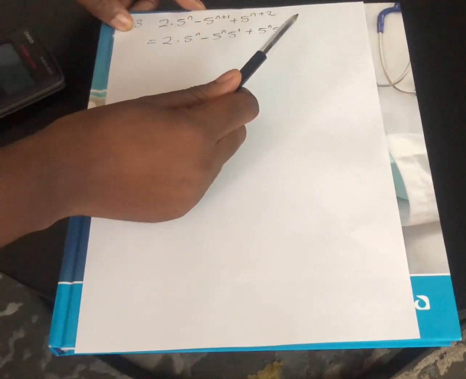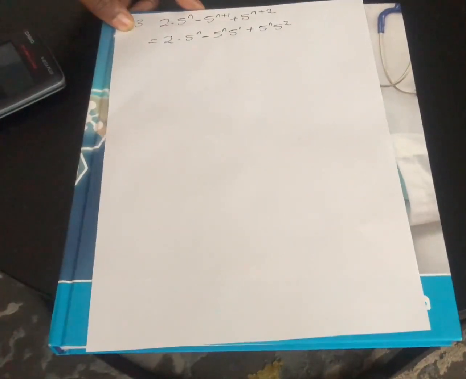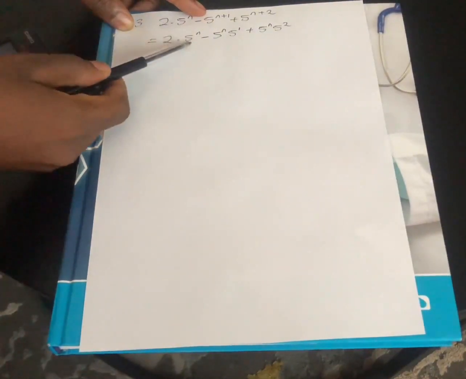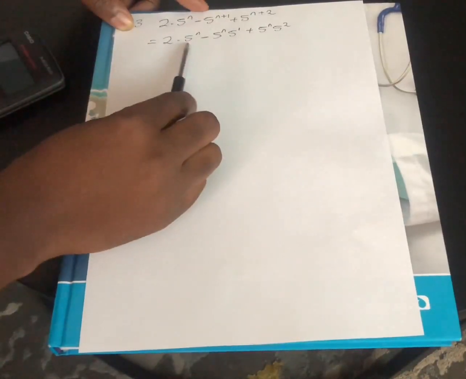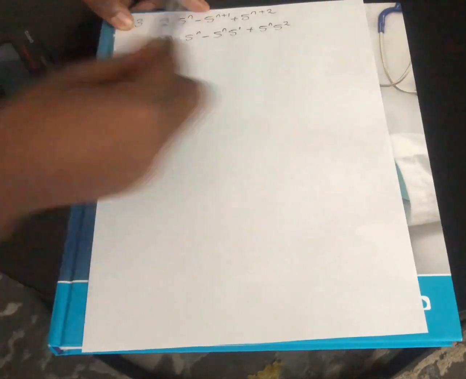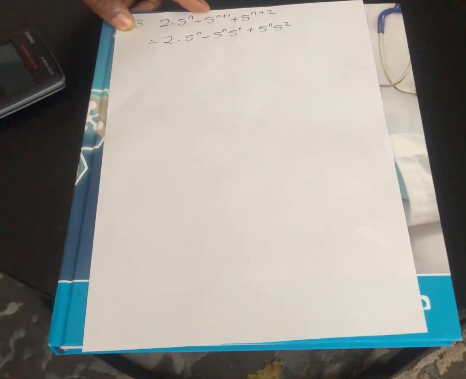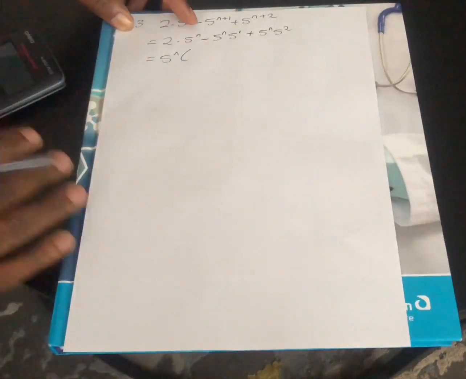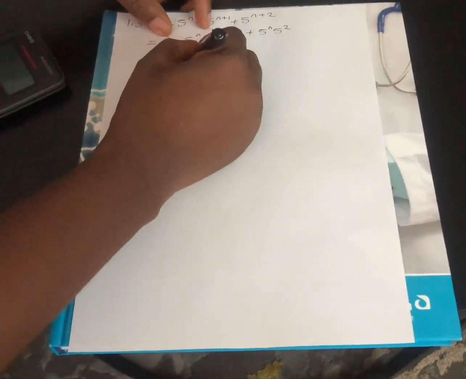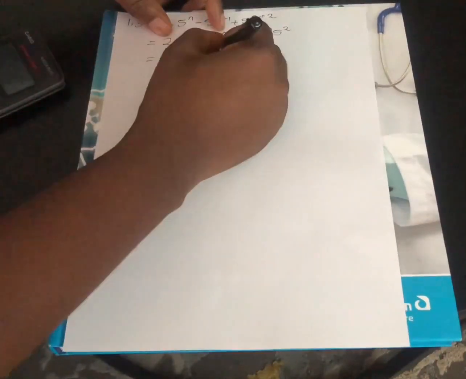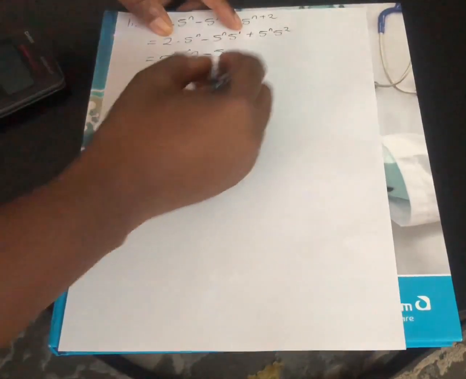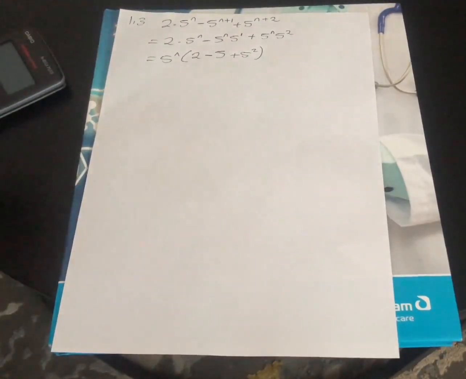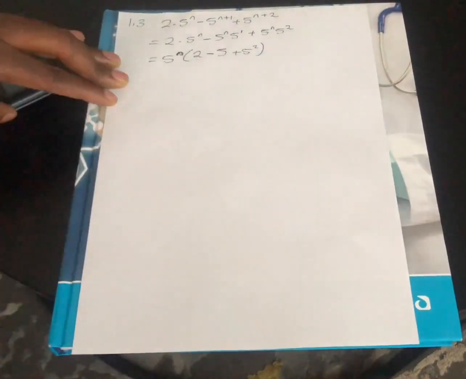If you look at this, we can tell that we have a common factor, which is 5 to the power n. We have 5 to the power n in this part, we also have 5 to the power n here, and we also have 5 to the power n there. So you take that as your common factor. You say 5 to the power n. When you take it out, on the first part we're going to remain with 2 minus 5 to the power 1 plus 5 to the power 2. This is 5 to the power n, just my handwriting.